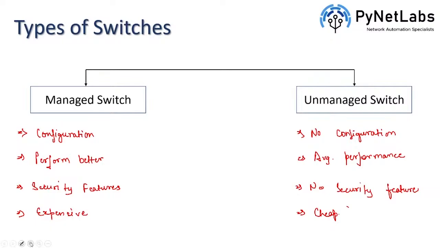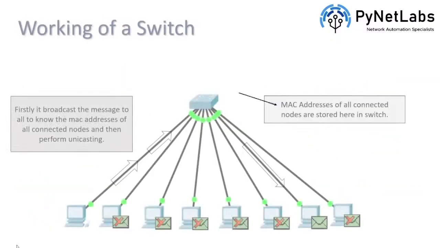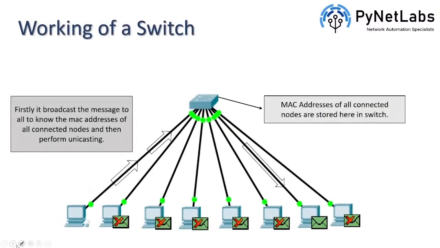Then if we talk about the next thing, the working of a switch, we can understand it in this way. Firstly, it broadcasts the message to all known MAC addresses of the connected nodes and then performs unicasting. MAC addresses of all connected nodes are stored here in the switch. Now this is the switch, there are multiple PCs connected to it. So whenever a fresh switch is placed, it is going to start maintaining a MAC address table. So it will have some entries like this.